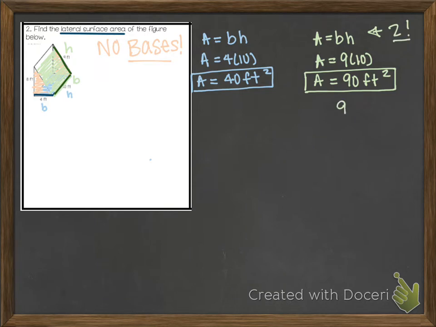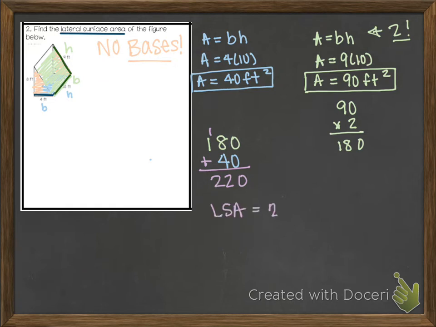So that means I need to take 90 and multiply it by 2. 9 times 2 is 180. Okay, so to get lateral surface area, I'm going to have to take my blue, which is 40, and add it to my green, 2 greens, which is 180. That gives me my lateral, not my total, because we didn't do the triangles. 40 plus 180 is 220. So lateral surface area equals 220 feet squared.